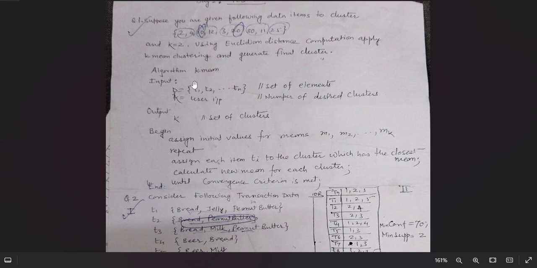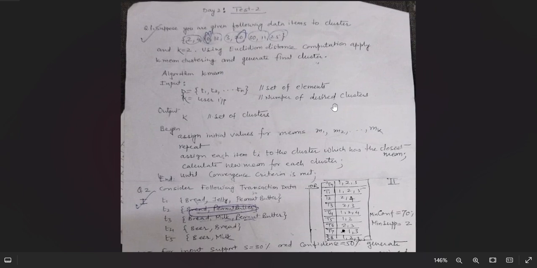Algorithm k-means: input T is equal to {t1, ..., tn}, a set of elements; k is the user input, the number of discrete clusters; output should be a set of k clusters. Begin: assign initial values for means m1, m2, ..., mk. Repeat: assign each item ti to the cluster which has the closest mean, and calculate the new mean for each cluster, until the convergence criteria is met. We have to continue this until the means of the top and bottom clusters become similar.